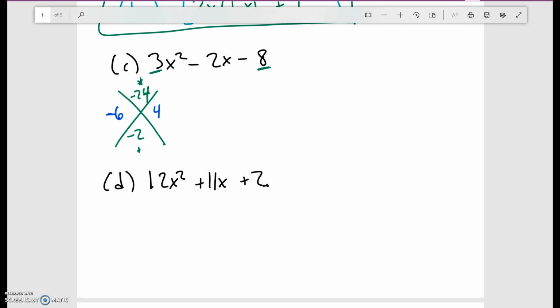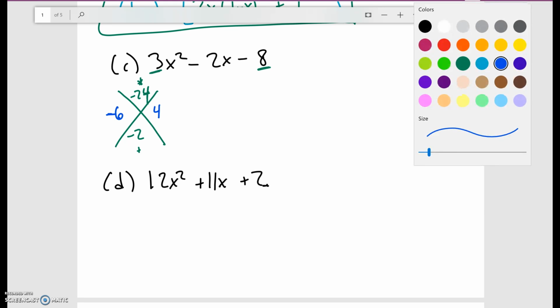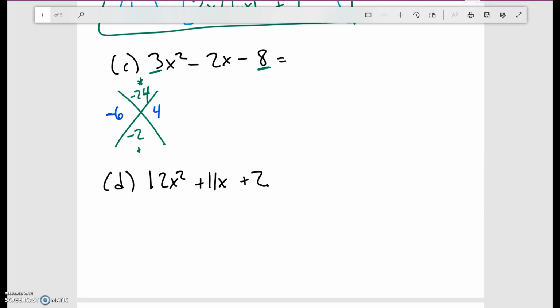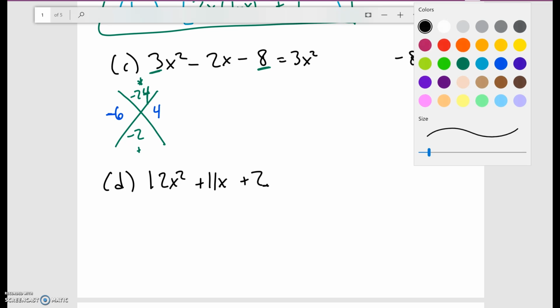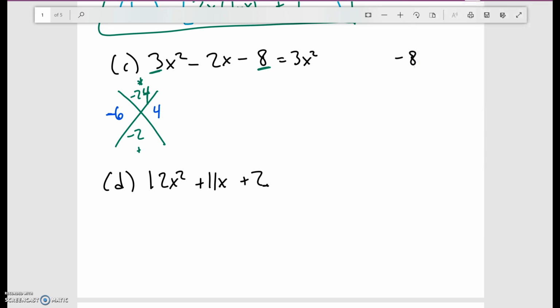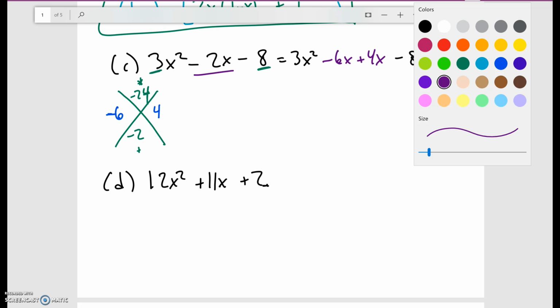So that's usually the harder part, trying to figure out what numbers give you that. All right, so what am I left with? I'm left with 3x squared, and then I have this minus 8 at the end. Basically, what I just did is I broke up this negative 2x as a negative 6x and a plus 4x.